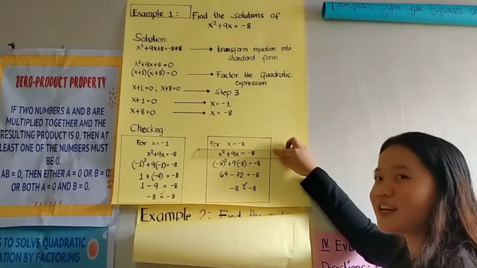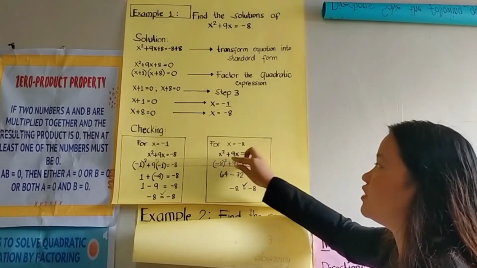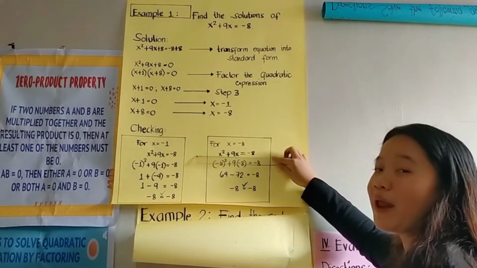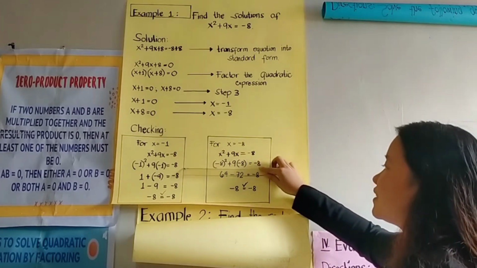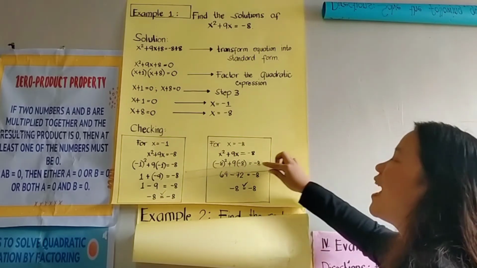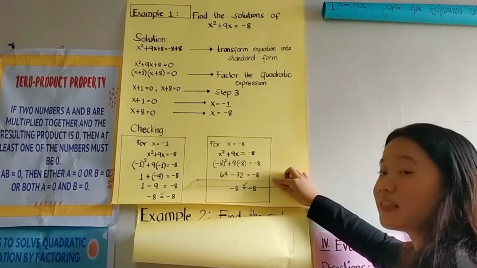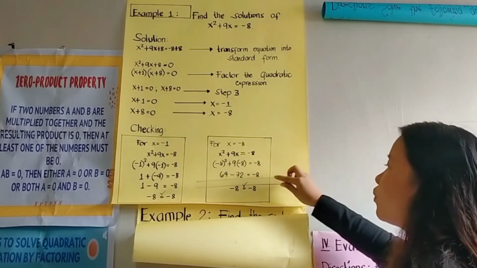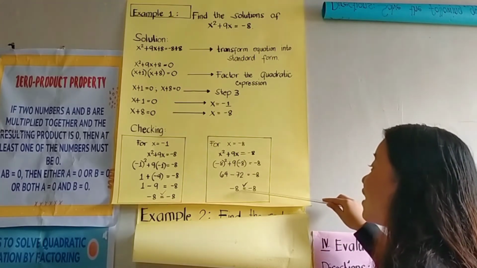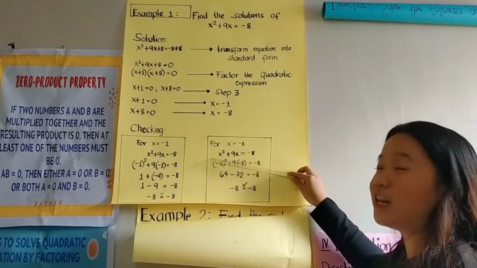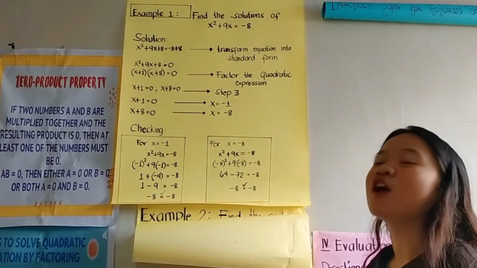Now let's go to our second solution. We have x equals negative 8. Same as what we did from our first, we replace the value of x with negative 8. So now we have negative 8 squared plus 9 times negative 8 equals negative 8. Negative 8 squared is 64, and 9 times negative 8 is negative 72, equals negative 8. So we have 64 minus 72, we have negative 8 equals negative 8. So our solution for x squared plus 9x equals negative 8 is correct.